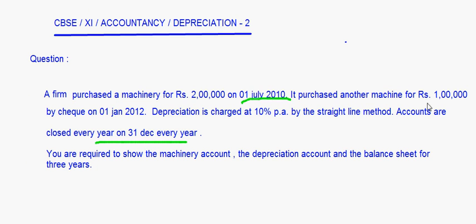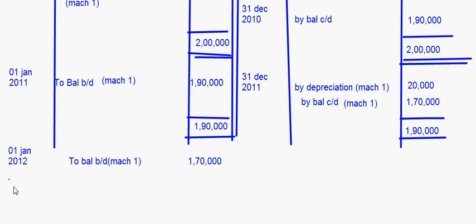1,90,000, right? Now next year this balance will be carried down. So here I have 1st January 2012. First of all, you write this: balance brought down, machine 1, which is 1,70,000. And if you look at the question, it purchased another machine for 1 lakh on 1st January 2012, right? Okay, so on 1st January 2012 we have the next machine.